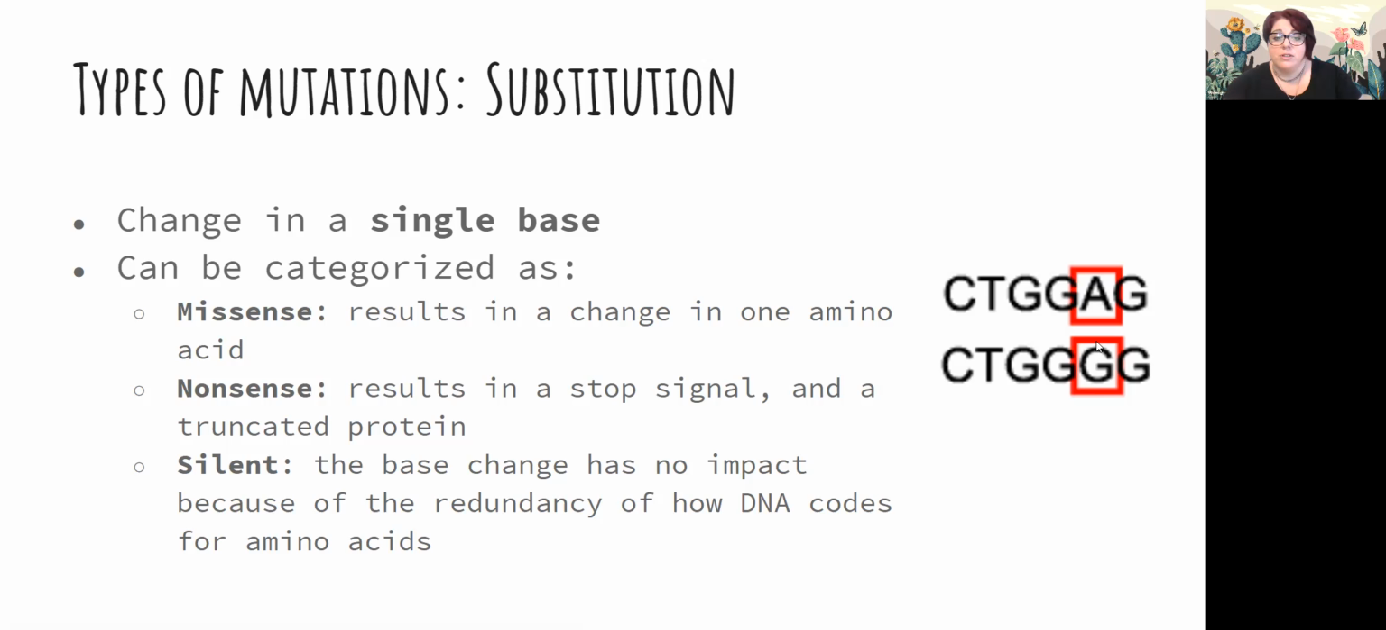So this can result in a few things. So a missense mutation would be a change in amino acid, so one of the things that makes up a protein, because of this mutation, which could potentially affect the protein. A nonsense mutation means that this would turn into a stop signal, so your protein might be truncated or too small, and that again could affect the protein's function. Or it could be silent. So there's some redundancy in how the DNA code actually codes for the amino acids that go into the proteins. So it could be that this base doesn't really make a larger change outside of just this base pair.